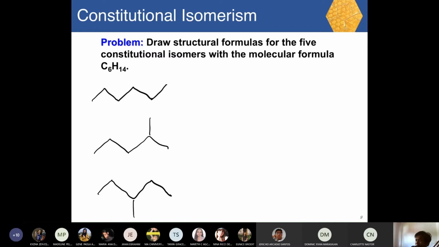Okay? So, yan. So, isomer din yan. Bakit? Kasi, itong CH3 nilagay ko dito sa gitna. Ito, nandito sa ika-4, no? So, the third and the fourth.